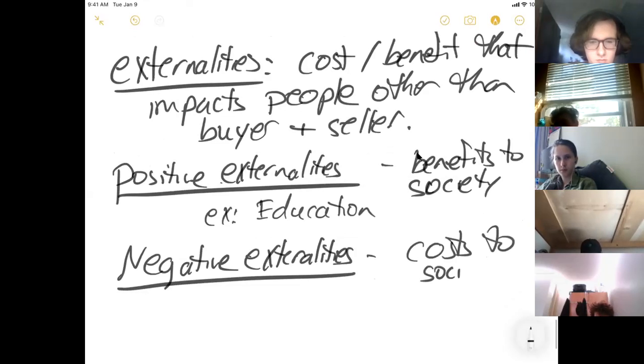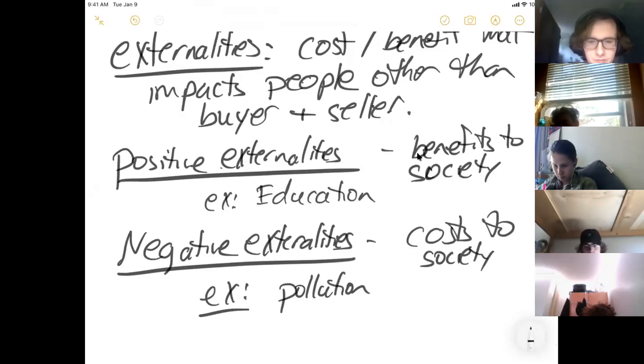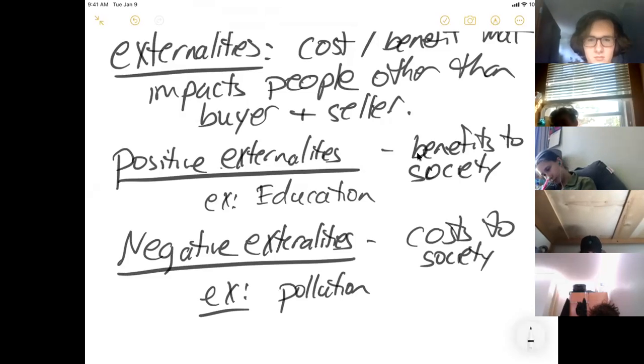Costs to society that aren't necessarily included. The classic example here is pollution, right? If I buy a farm and I put up a hog lot and I have my cows, and the waste, next time it rains, goes right into the river and flows downriver, and what about all those people downriver? They are experiencing a cost to that, right?